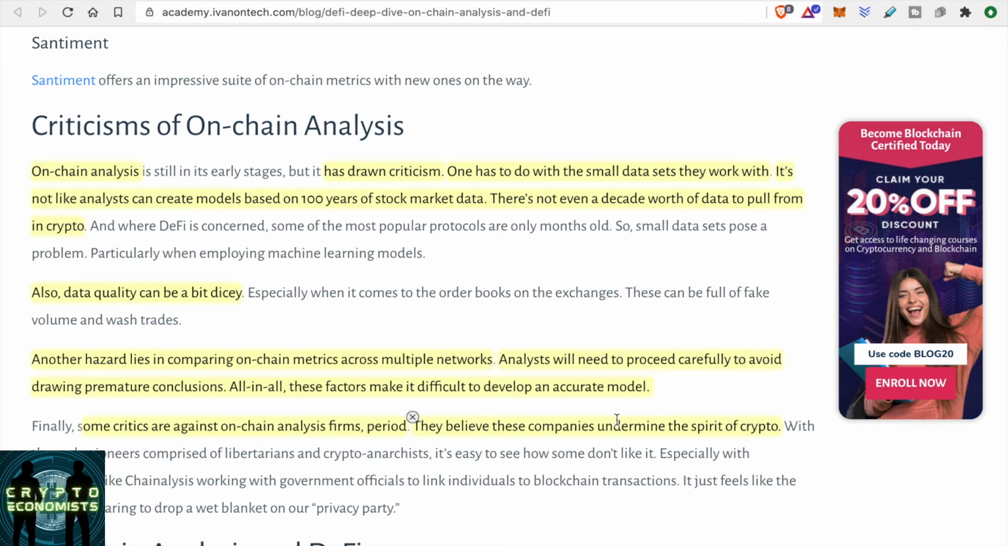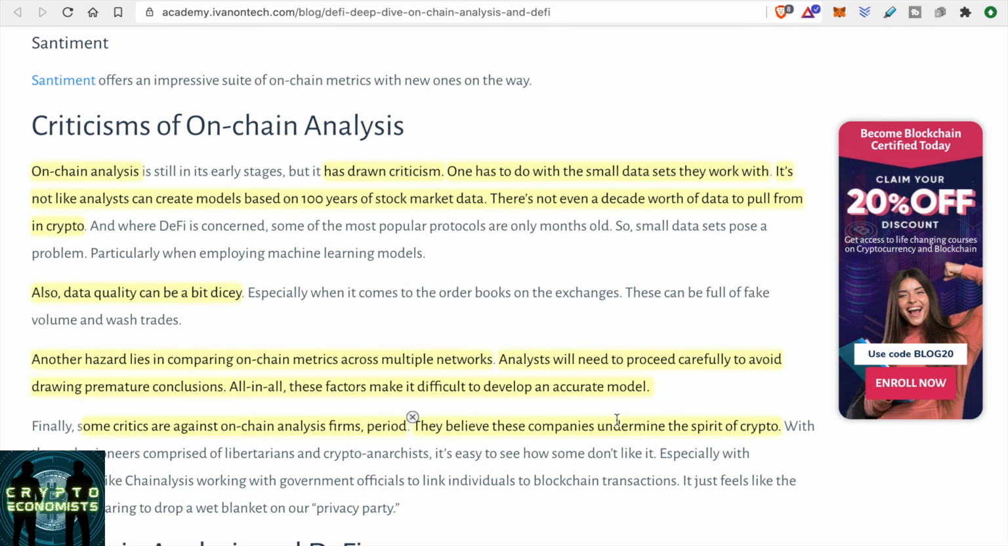Analysis does have some pros. It also has some cons. And I think Ivan Ontek's article that he created here not too long ago gives a good analysis of the criticisms of on-chain analysis. One of them has to do with small data sets that they work with. So it's not like analysts can create models based on 100 years of stock market data, because crypto is not even a decade old, so it's not a lot of data to pull from. Also, data quality can be a bit dicey, especially when a lot of the volume in these exchanges can be fake, and some wash trading going on around there. So it can cause some outliers for a lot of the data being collected on-chain.